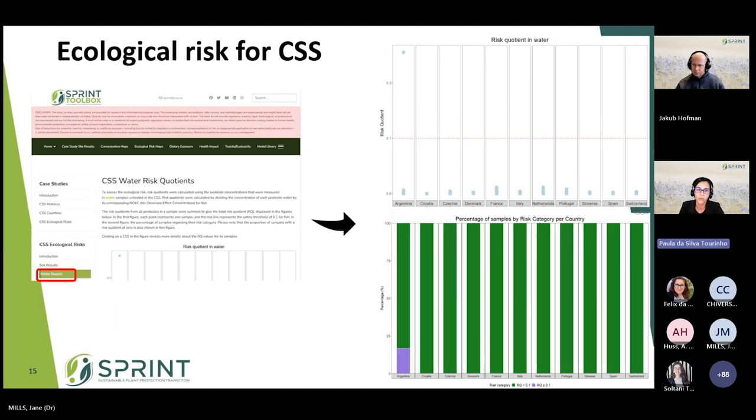In the same way, you have the results for the water samples. Here, in this case, only one sample exceeded the safe level of 0.1, as you can see in Argentina. But you can also click on the different countries and you will obtain this more detailed information on each sample, the pesticides that were there, and the risk quotient. So next one, please.